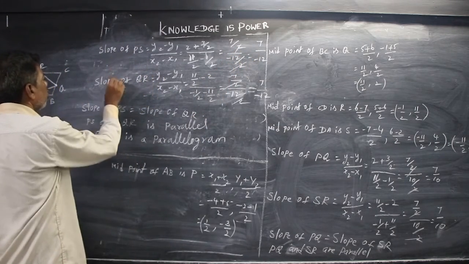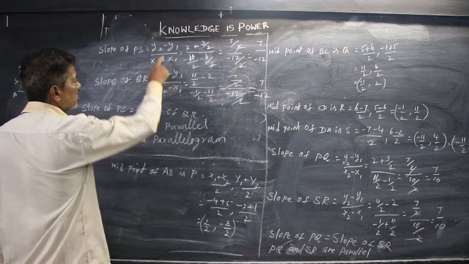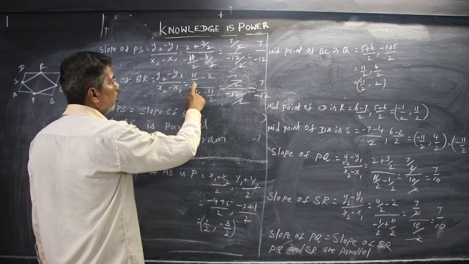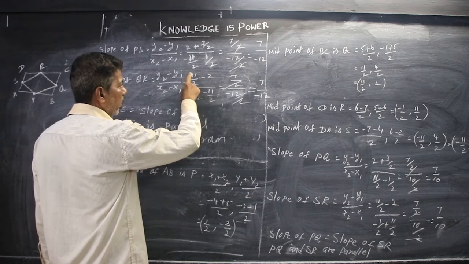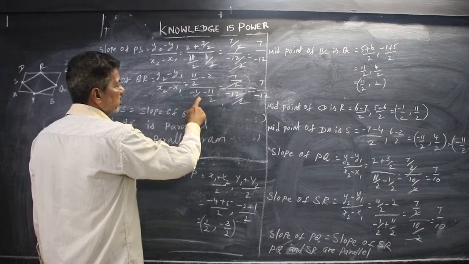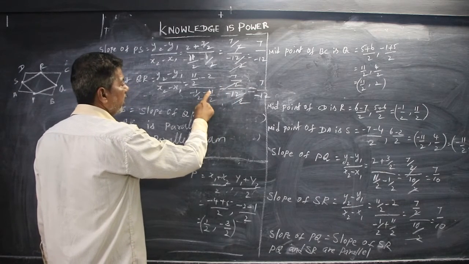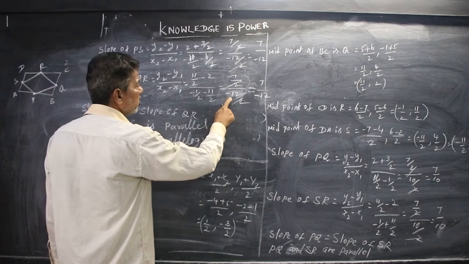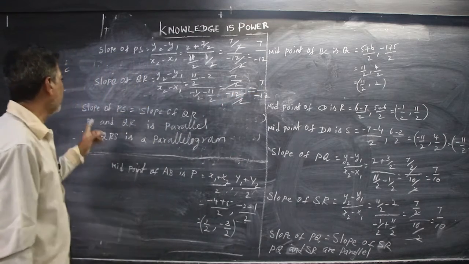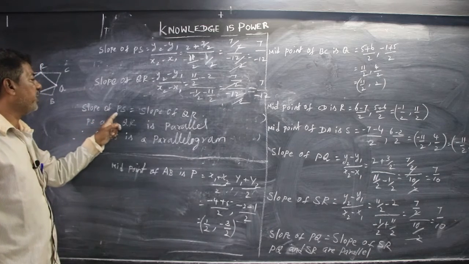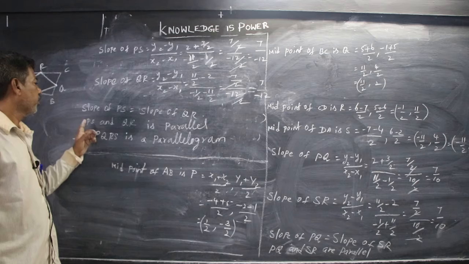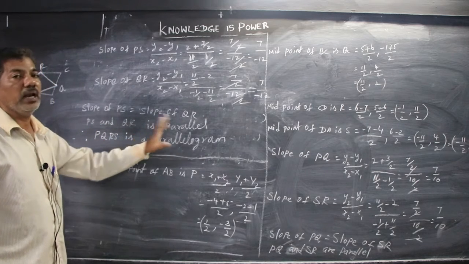Like that, slope of QR, same formula. Substituting the values, mixed fraction, 2 2s are 4. 11 minus 4 is 7. 7 by 2. Since both are the same, 11 minus 1 is minus 12, 2 2 cancel, 7 by 12. So we conclude that slope of PS equals slope of QR. PS and QR are parallel.